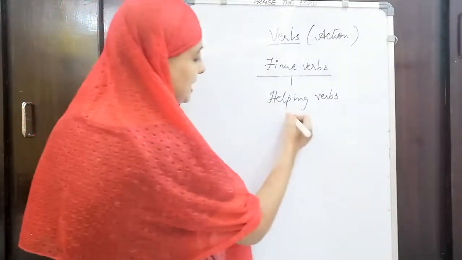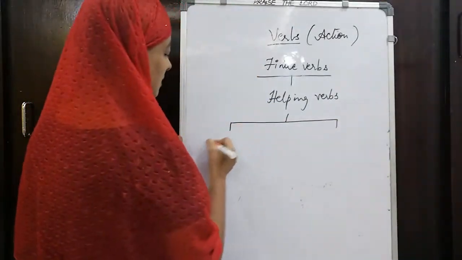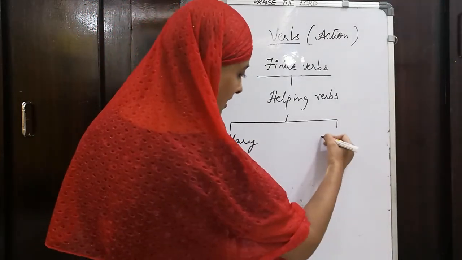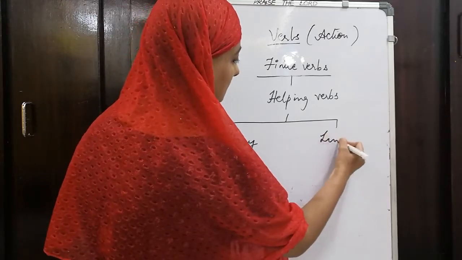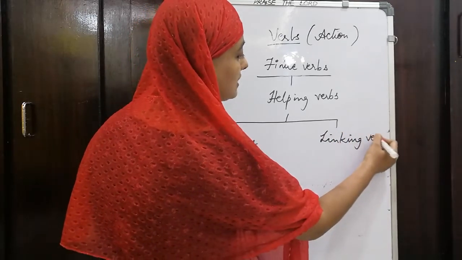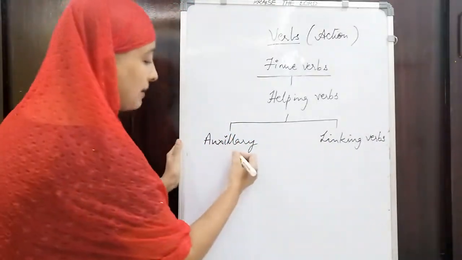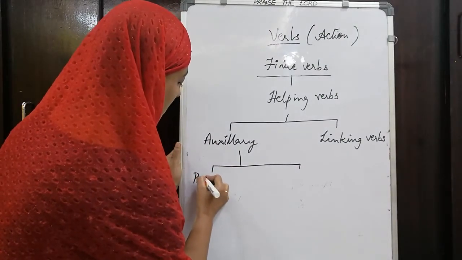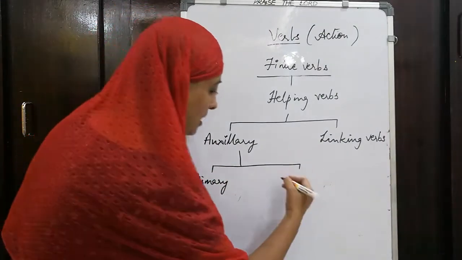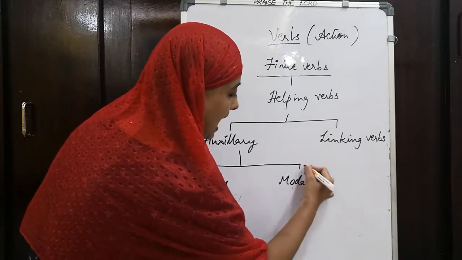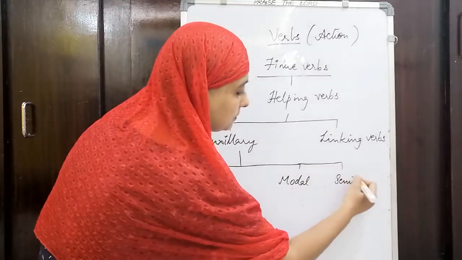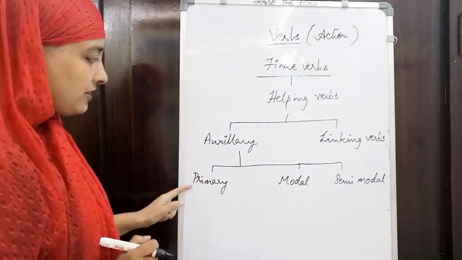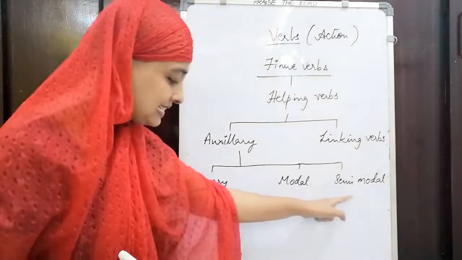Okay, helping verbs are classified as auxiliary and linking. Auxiliary verbs and linking verbs, right? Coming to auxiliary verbs, again they are classified as primary, modal and semi-modal. There is no further classification of linking verbs, but for auxiliary there is primary, modal and semi-modal.